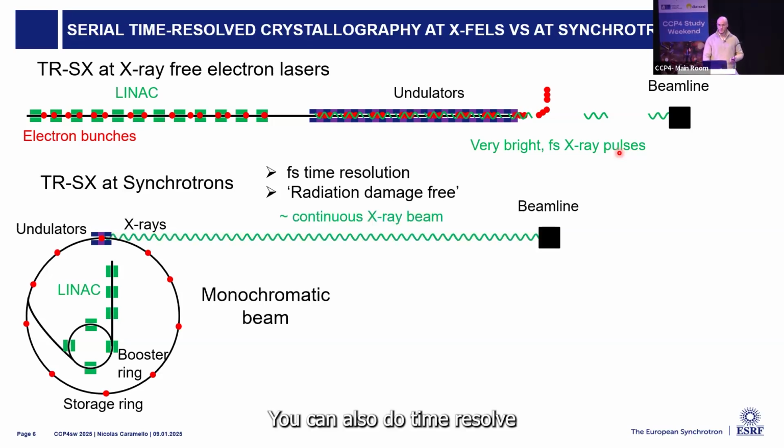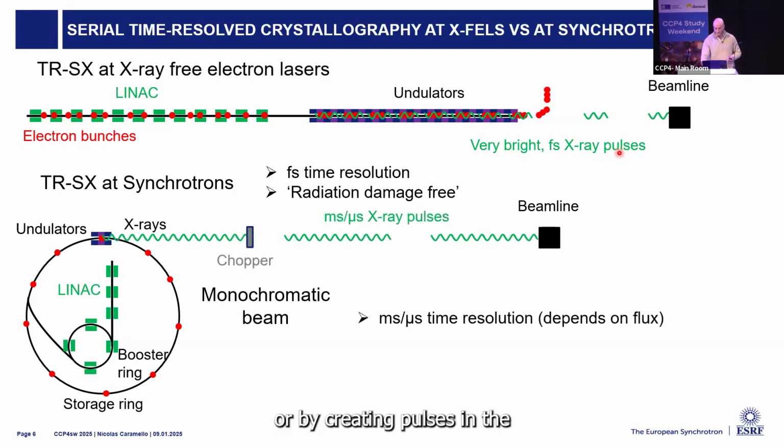You can also do time-resolved crystallography, time-resolved serial crystallography at synchrotrons, either by using the continuous beam of a synchrotron and moving the crystals in front of it and collecting diffraction patterns this way, or by creating pulses in the beam of the synchrotron by using a chopper. The best resolution that can be achieved right now with the upgrade of the SRF is microseconds.